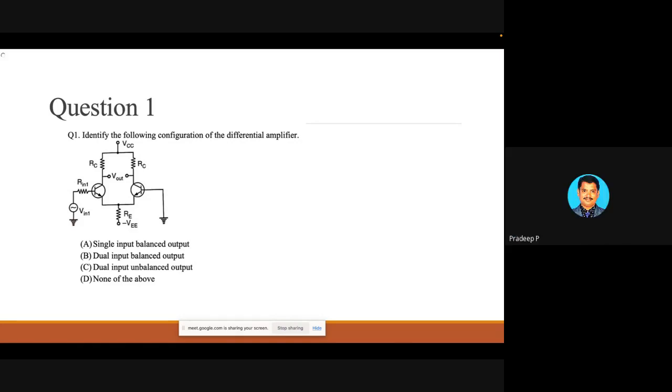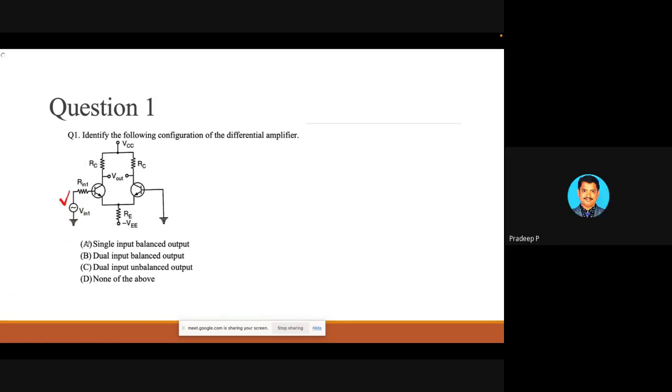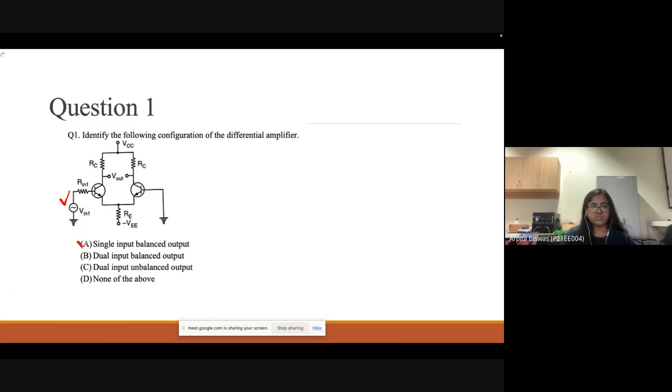Yes, ma'am. Generally, we are giving input at the base. One input is Vin1, another input is grounded. That is single input. We are taking output between the two collectors, collector 1 of the first transistor and collector 2. Let us assume VC1 is more positive than VC2. So we are taking output between two collectors. That's why it is balanced output, and the input is on this side, so it is single input and balanced output. So the right option is the first option.